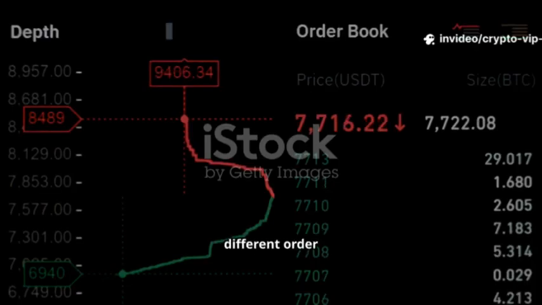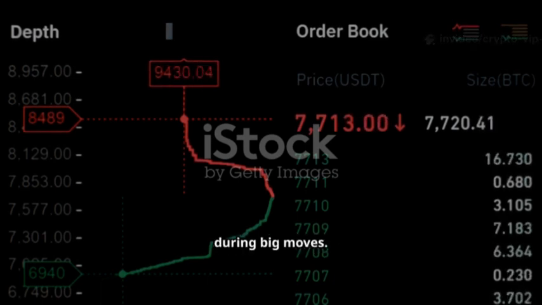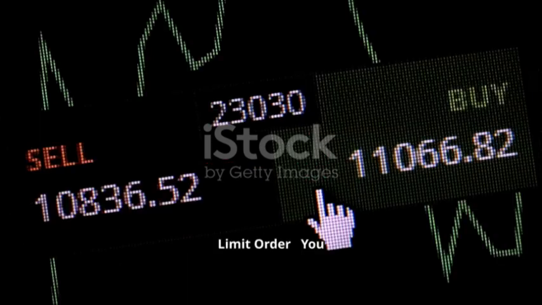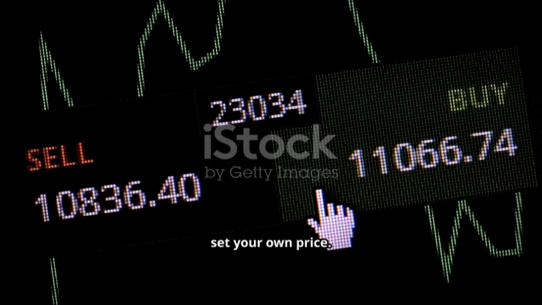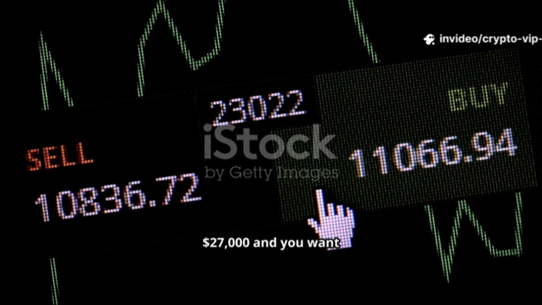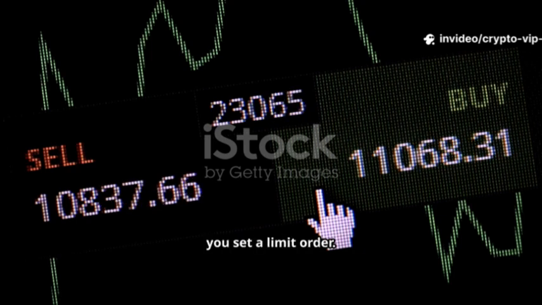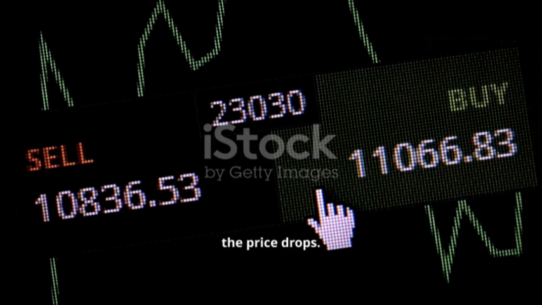Binance gives you different order types. Market order, buys or sells instantly at the current price. Simple for beginners, but can be risky during big moves. Limit order. You set your own price. For example, if Bitcoin is $27,000 and you want to buy at $26,800, you set a limit order. It only executes if the price drops.